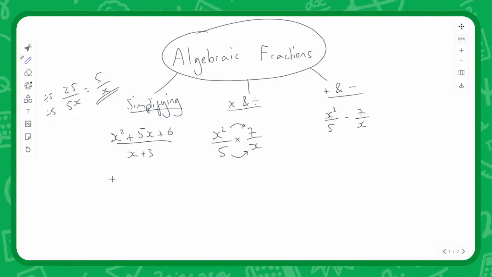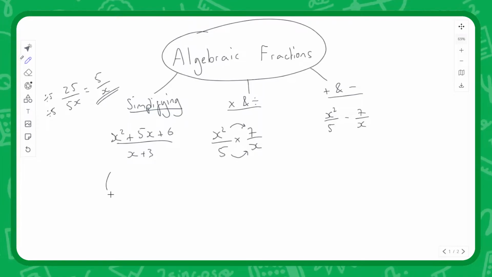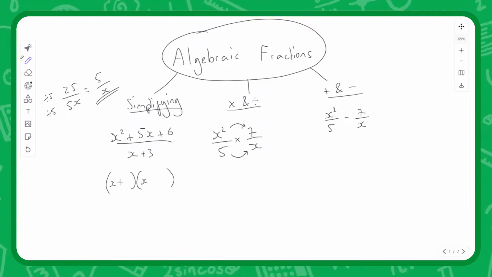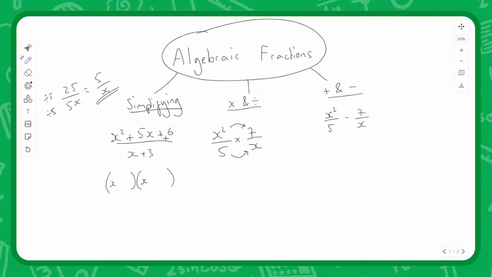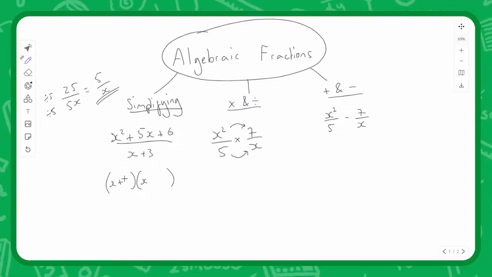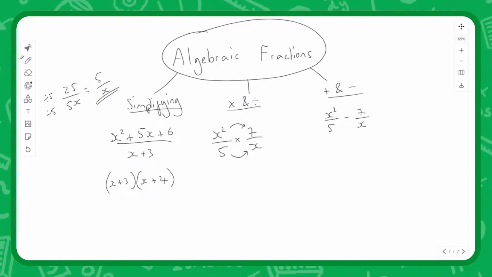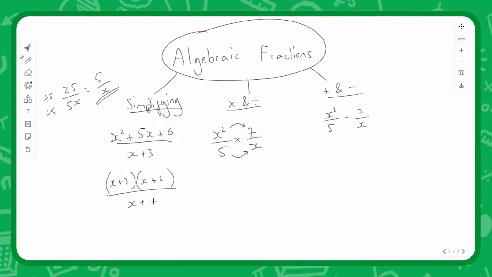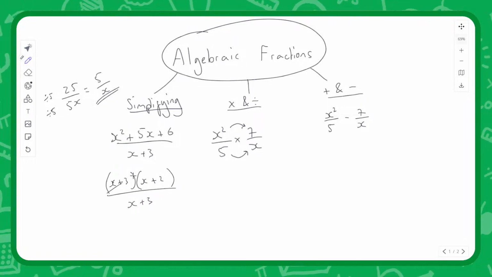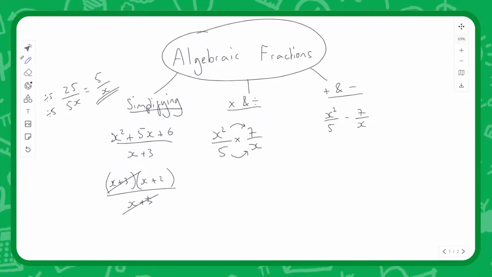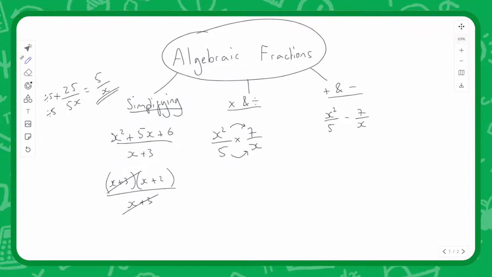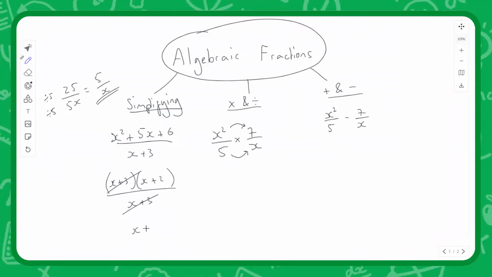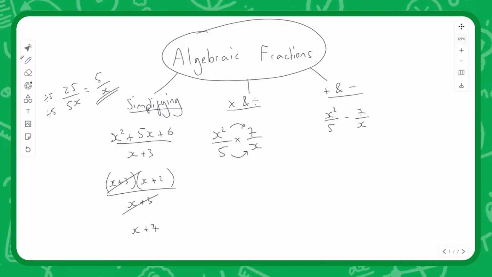So, I'm going to have my standard factorized format. I've got to find two numbers that can times together to get 6 and add together to get 5. Well, that's just going to be plus 3 and plus 2. And my denominator stays the same. What we see is that we can therefore cancel that common factor, just like we did when we divided the top and the bottom by 5, and we cancelled 5 from the top and the bottom. And our final answer is going to be just x plus 2.